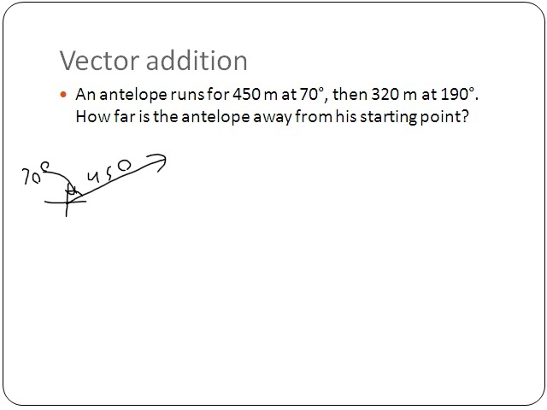Then he's going to run 320 at 190 degrees. 190 degrees would be just slightly inside, right over here. And so we know that this angle that's in there is going to be 10 degrees, because this 190 is 10 degrees off of 180. And we know it has a length here of 320 meters. Our resultant, how far he is from his starting point, will be along this vector right here. And so that's what we've got.